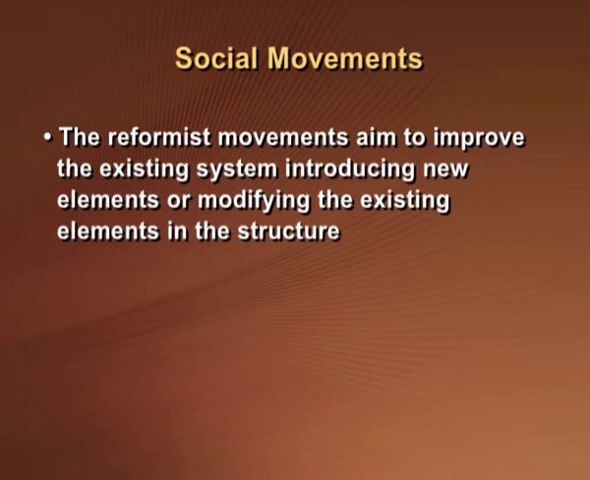The reformist movements aim to improve the existing system by introducing new elements or modifying the existing elements in the structure. But they never aim to change the existing power relationships completely. Their common goal is that social structure and arrangements can be made more effective by extending rights and privileges to different groups equally. Some of the important examples of reformist social movements are the Movement for Linguistic Reorganization of Indian States, that is, organization of states on the basis of language.